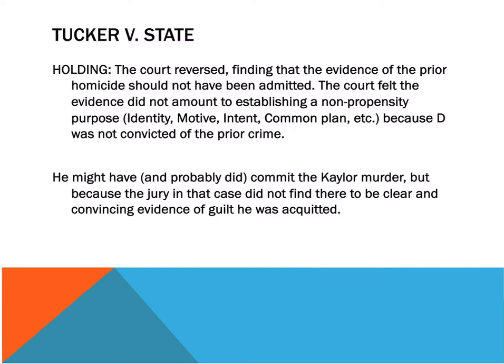The holding in this case: the court reversed, finding that the evidence of the prior homicide should not have been admitted. The court here felt that the evidence did not amount to establishing a non-propensity purpose, that being, again, identity, motive, intent, common plan, etc., because the defendant had not been convicted of the prior homicide. Even though he might have, and we know based on the unique set of facts that he probably did commit the prior murder, because the jury in that case did not find that there was clear and convincing evidence of guilt, he had been acquitted.